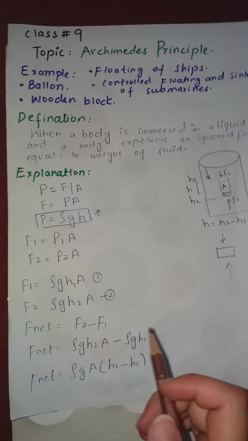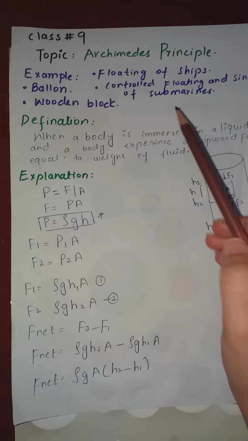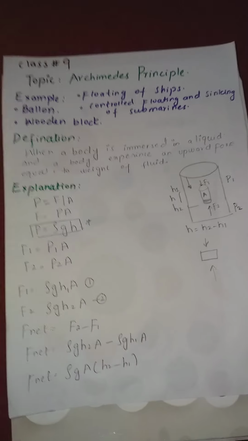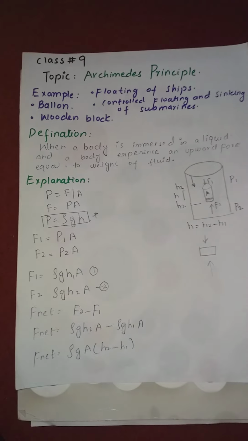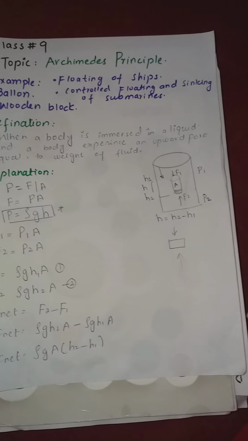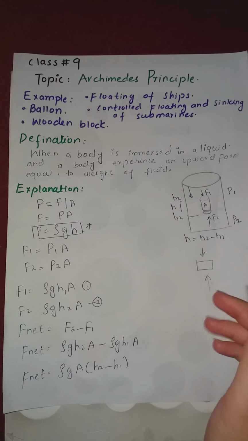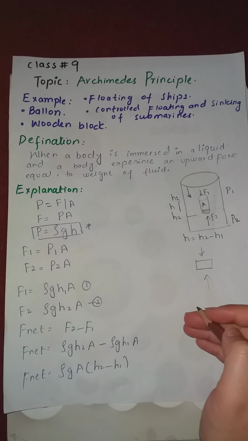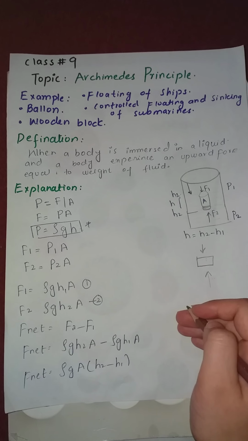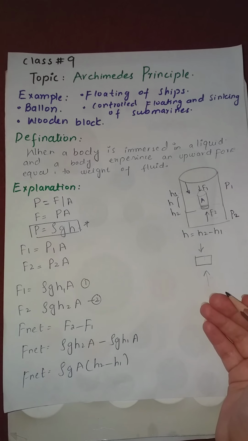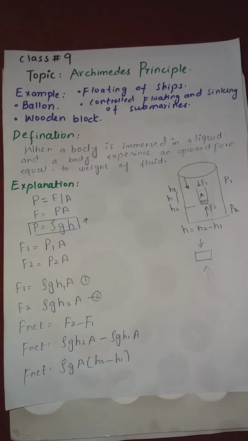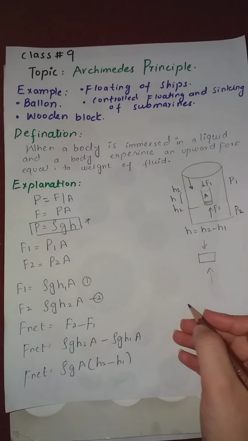So let's begin our topic, that is Archimedes' principle. What is this principle? Archimedes was one of the scientists who once took a shower in a bathtub. When he got into the bathtub, he felt that the water was getting out, or he thought that water was going out of the bathtub.